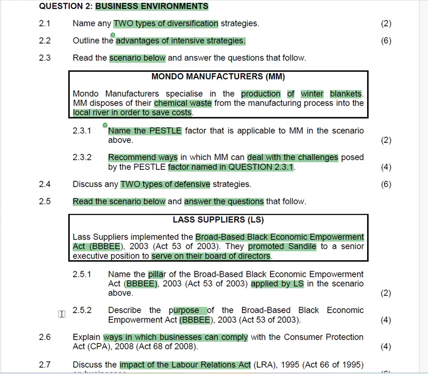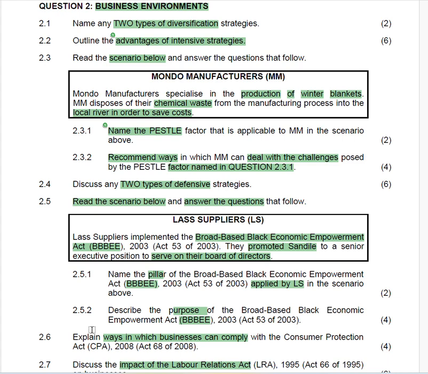And then when you move to 2.5.2, it says describe the purpose of the Broad-Based Black Economic Empowerment Act, BEE. So you need to describe the purpose. We've already read the purpose. So the purpose of the BEE in South Africa is to ensure that previously disadvantaged people are given the opportunity to share in the economy. They were not able to share so much in the economy.